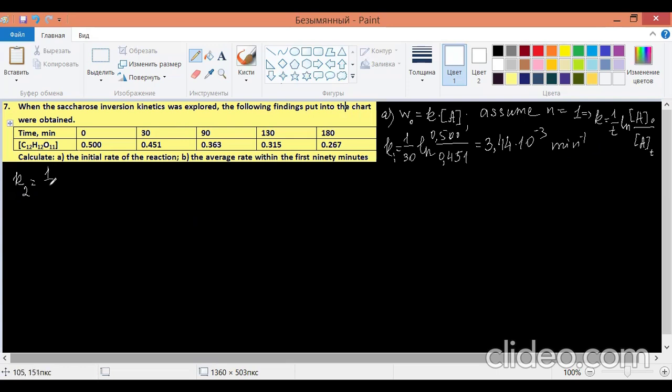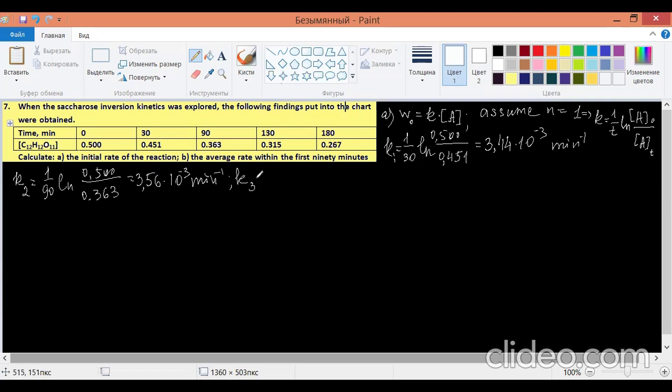Now, likewise, we calculate K2, its magnitude. This time it is 1 over 90 times the natural logarithm of 0.500 over 0.363. Let me have a look at what my calculator will tell me. Okay, now we divide by 90. Yeah, it's very close. It's 3.56 times 10 raised to minus 3 minutes raised to minus 1.